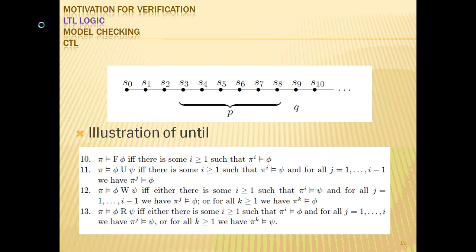So here is an illustration of until. There is a transition from state s0 to state s10, and P until Q means that P will remain true in all the states till the state s9, and once the state s9 becomes true, that is when Q becomes true, the state of P afterwards is undetermined. That is, we can't say what the value of P is, either true or false, after state s9.